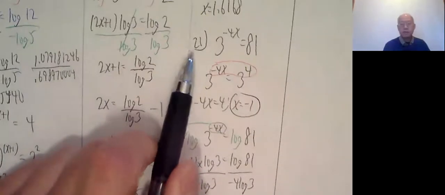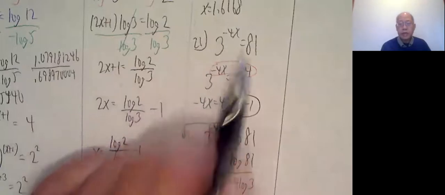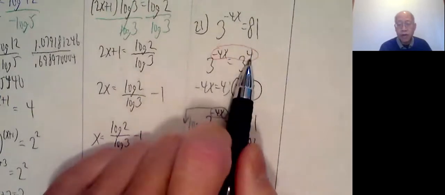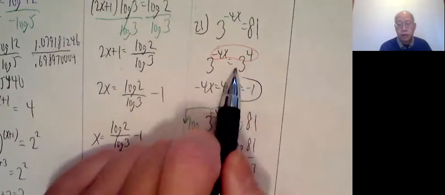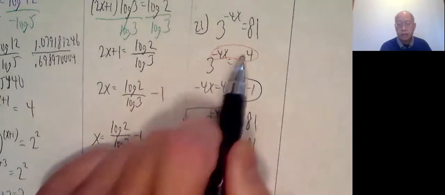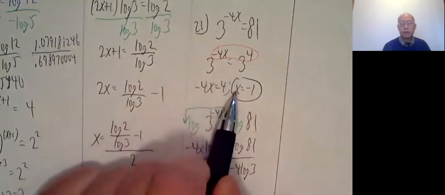Okay, 21. 3 to the negative 4x is 81. This can be done without a calculator because I realized 81 is 3 to the 4th power. So I write it as 3 to the 4th. 3 to something, 3 to something. These two somethings have to be equal. So negative 4x equals 4 or x is negative 1.